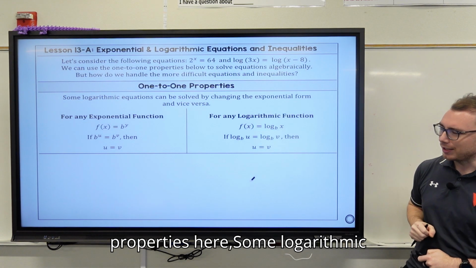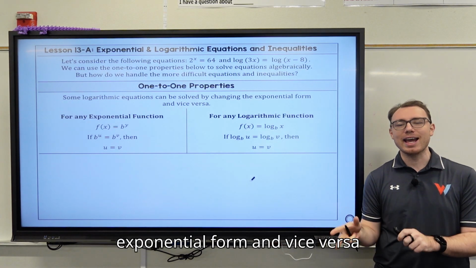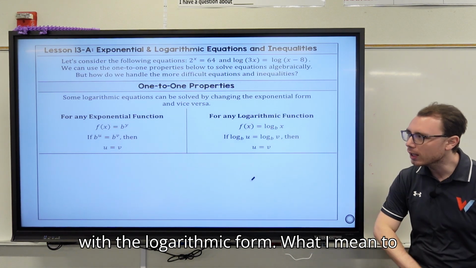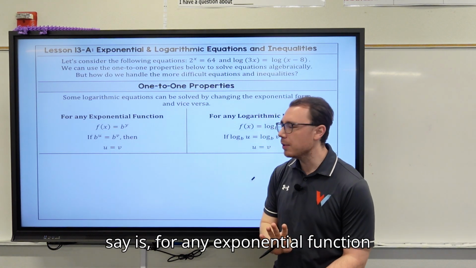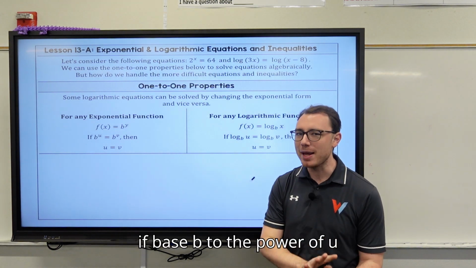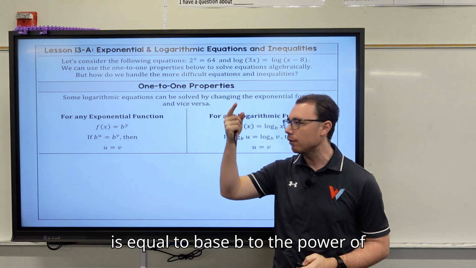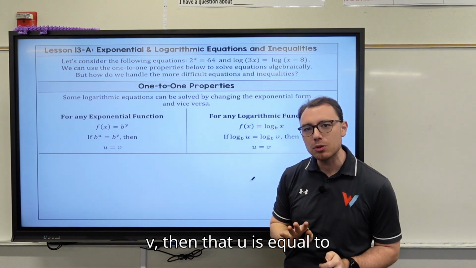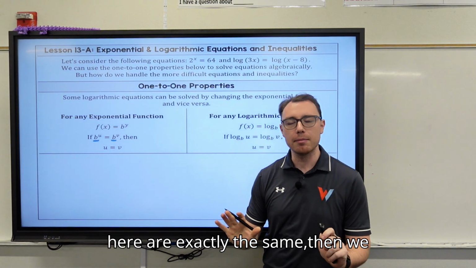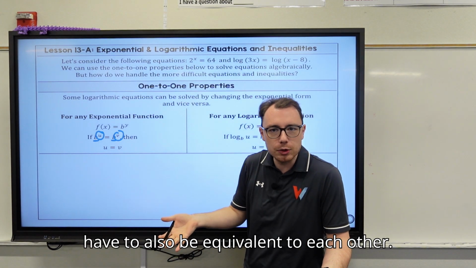For these one-to-one properties, some logarithmic equations can be solved by changing to exponential form and vice versa. What I mean to say is, for any exponential function where f of x is equal to some base b to the power of x, if base b to the power of u is equal to base b to the power of v, then u is equal to v. As long as these bases are exactly the same, then we know that these exponents also have to be equivalent to each other.